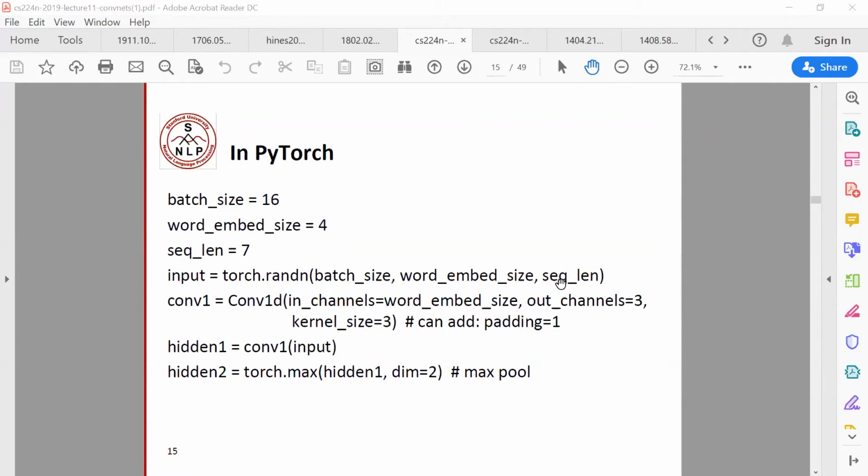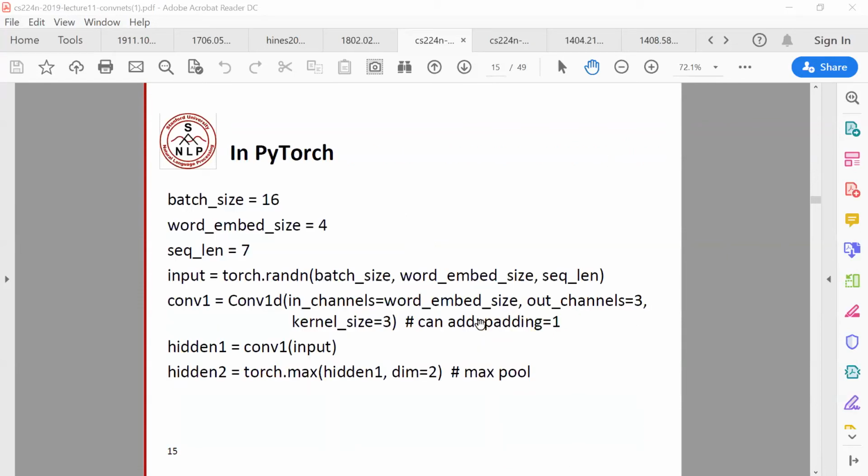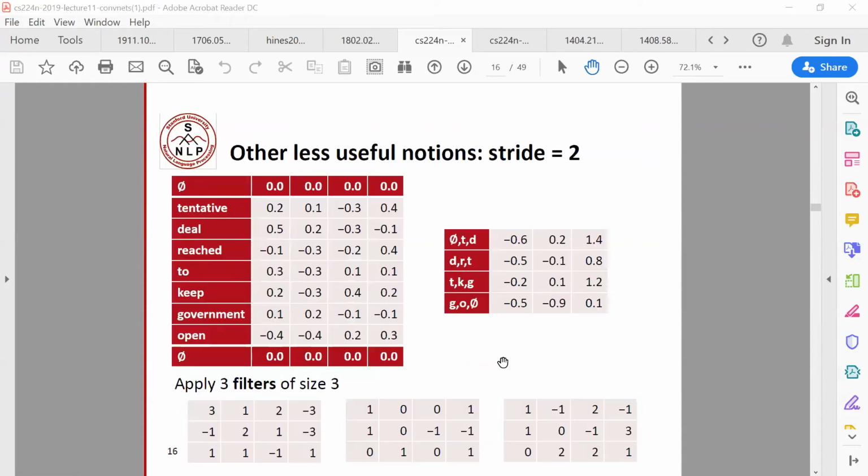So as the first person said, the dimension equals 2 tells you which dimension you're moving the convolution filter over, and that's of course the sentence length, because as we saw before, we're moving downward. We're moving the convolution over the sentence in a downward manner. So that solves that problem. This is basically the machinery in PyTorch that you can use to set up these convolutions.